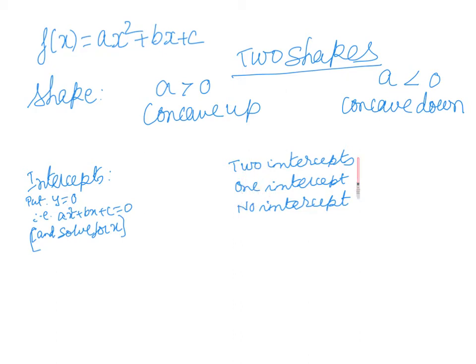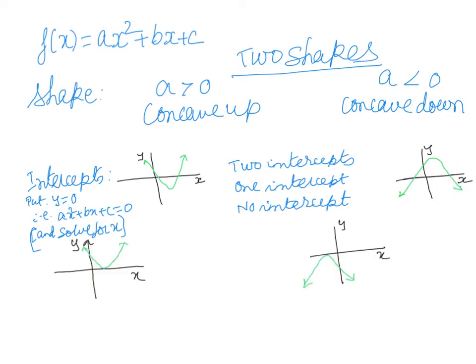There are two intercepts, or one intercept, or no intercept. Now, this is the case of two intercepts. The graph will intersect the x-axis at two places, called two intercepts. This shape is called concave up, going up. We also call it a smile. This shape here is called concave down, when a is less than 0, and it also has two intercepts. You can see the graph is intersecting the x-axis at two points.